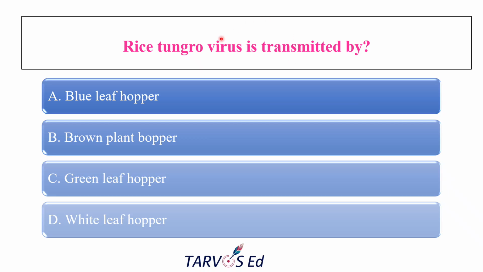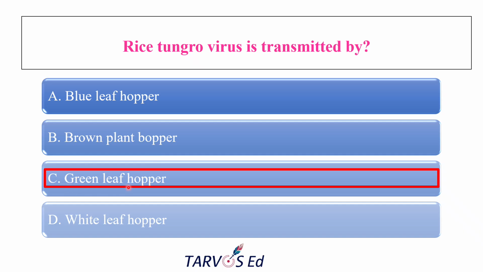What is Tungro virus? So this virus is generally a complex of two viruses, that is rice Tungro bacilliform virus and rice Tungro spherical virus. So that's why it is the complex of bacilliform, that is RTBV, rice Tungro bacilliform virus, then RTSV, that is spherical virus. Okay, so this particular virus is transmitted by. The options given for this are blue leaf hopper, brown plant hopper, that is BPH, green leaf hopper, which is GLH, and white leaf hopper, which is WLH.